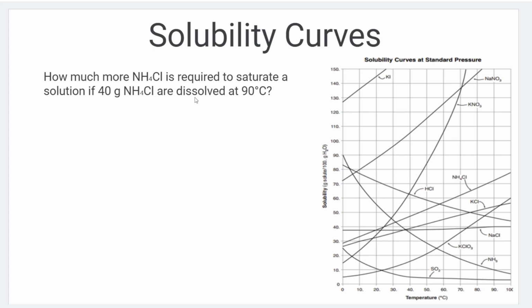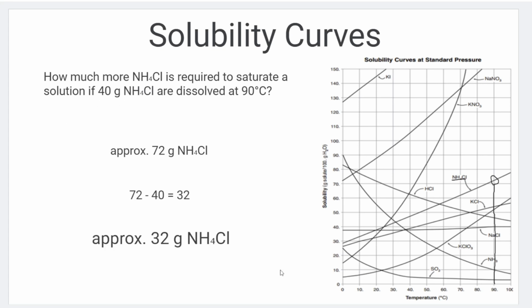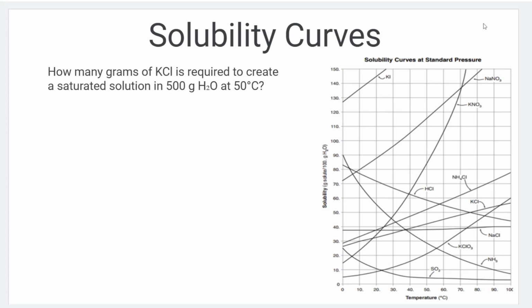How much more ammonium chloride is required to saturate a solution if 40 grams of ammonium chloride are dissolved at 90 degrees Celsius? So let's first distinguish that we're using the ammonium chloride solubility curve. Then let's see how many grams of ammonium chloride are required to dissolve at 90 degrees Celsius to create a saturated solution. So you need approximately 72 grams of ammonium chloride. So if we subtract the 40 grams that we've already dissolved, we will solve for the amount that we need to add to create a saturated solution. And we get approximately 32 grams of ammonium chloride. Let's take a look at one last problem.